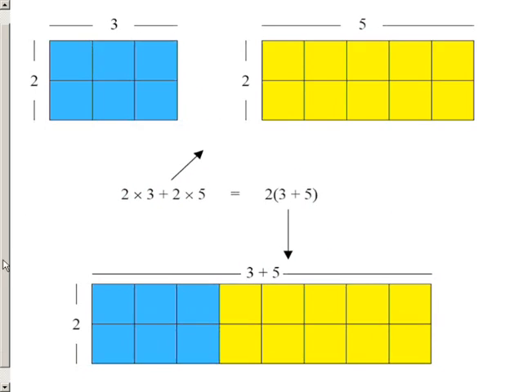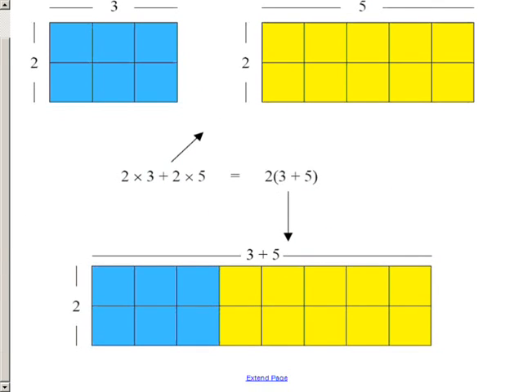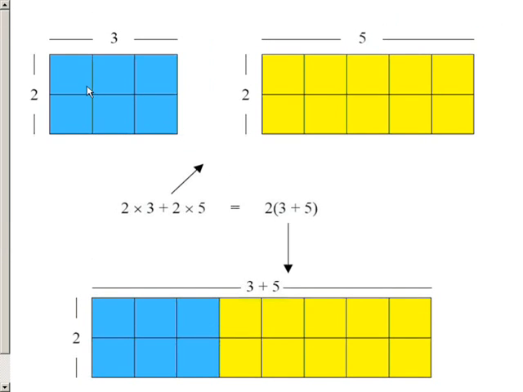All right, let's look at another example. This is already pulled apart. So here you see 2 times 3 over here. That will give you the area of this rectangle, which is 6. Over here you see 2 times 5. That will give you the area of this rectangle, which is 10.